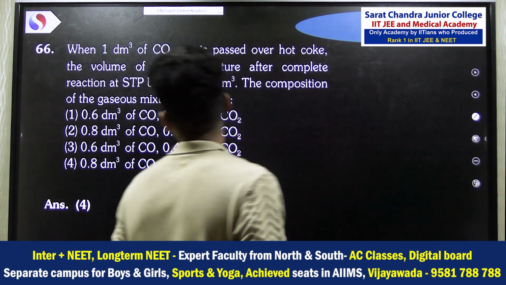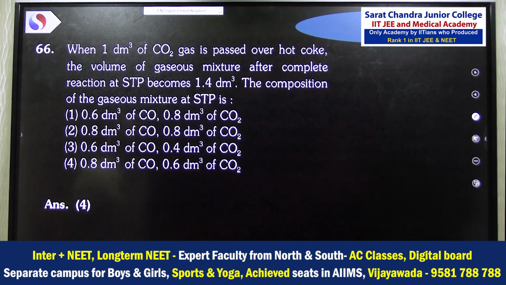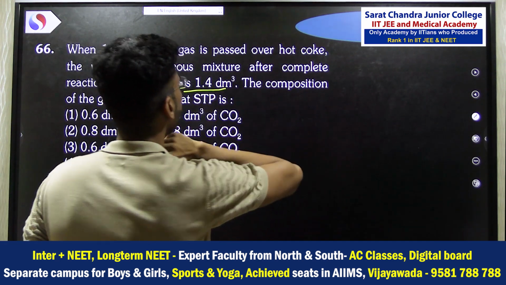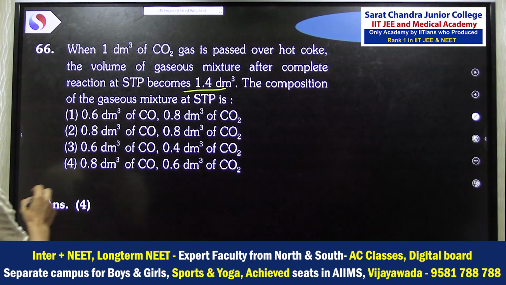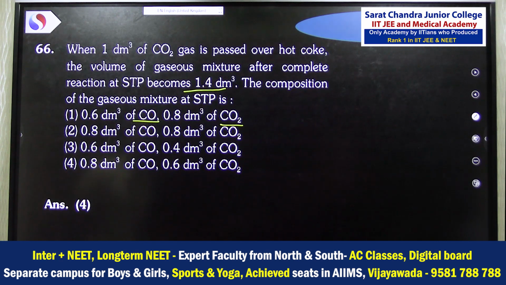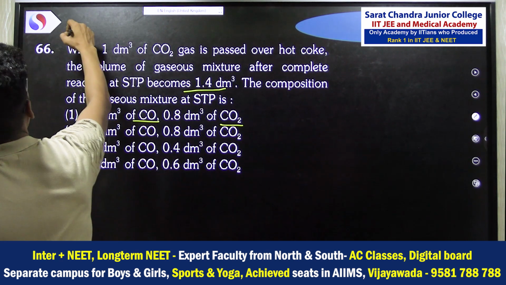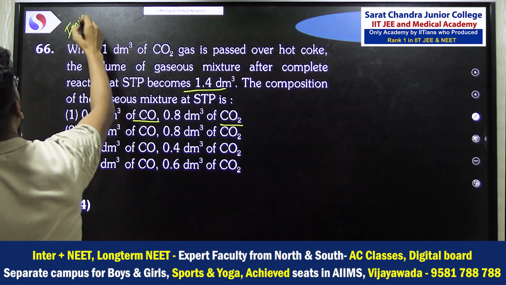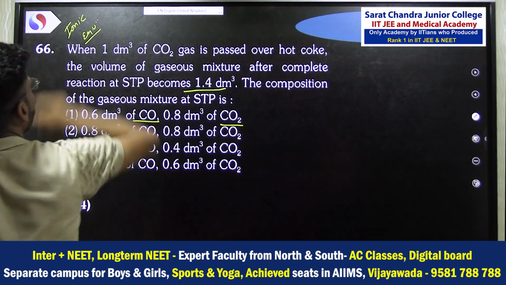Next question. When 1 decimeter cube of CO2 gas is passed over hot coke, the volume of the gaseous mixture after complete reaction at STP becomes 1.4 decimeter cube. You have to calculate the composition of the gaseous mixture, that is carbon monoxide and CO2. Okay, how to solve this question? Again, it is from the chemical equilibrium chapter.